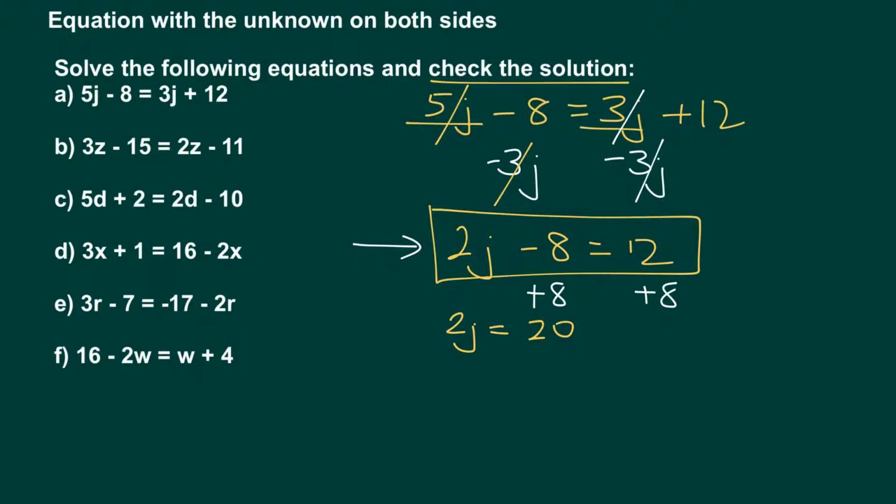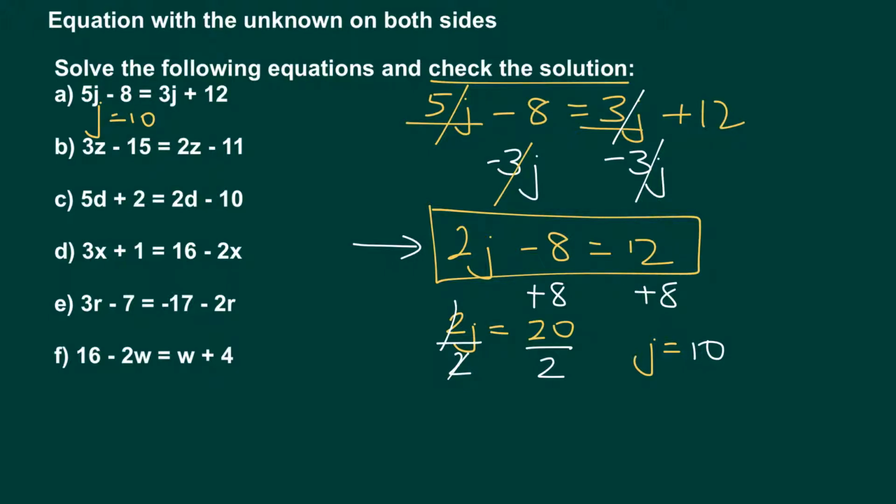Now, to get rid of that 2 on this side, we would have to do divided by 2 on both sides. That leaves us with j is equal to 20 divided by 2, because obviously the 2's have cancelled out, and 20 divided by 2 is simply 10. So j is equal to 10 in this case.